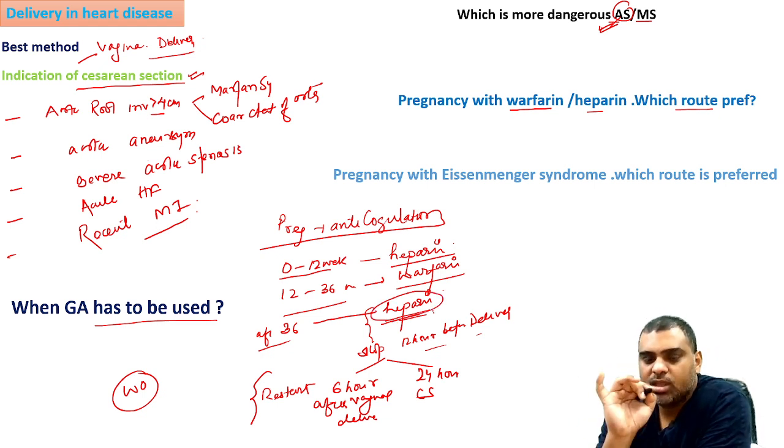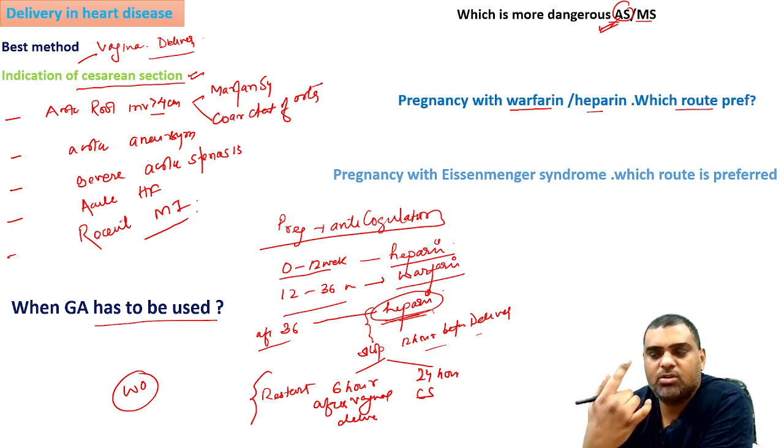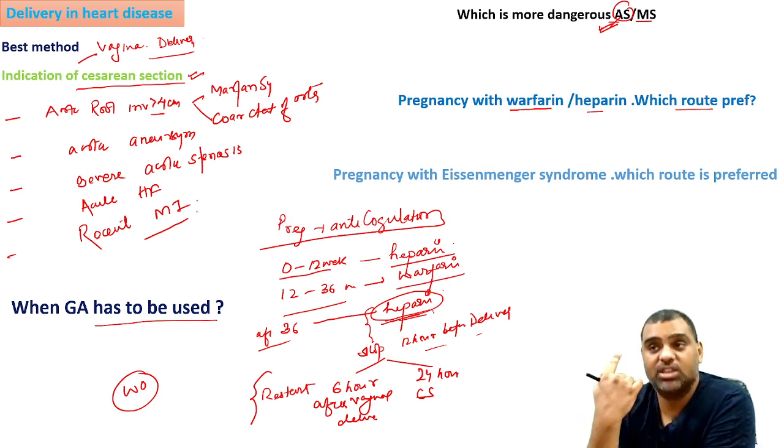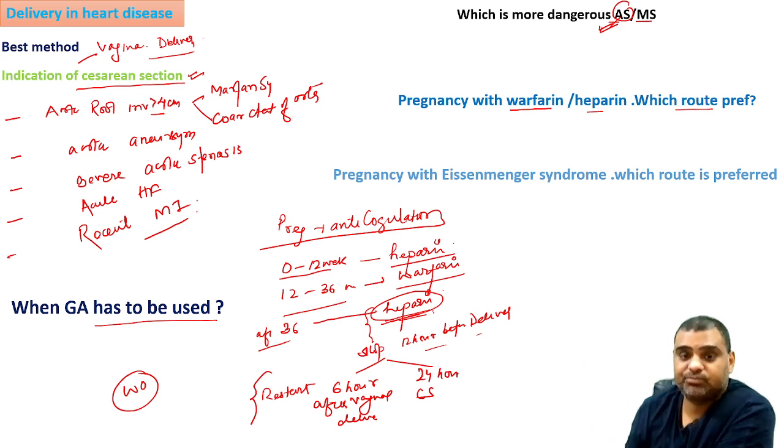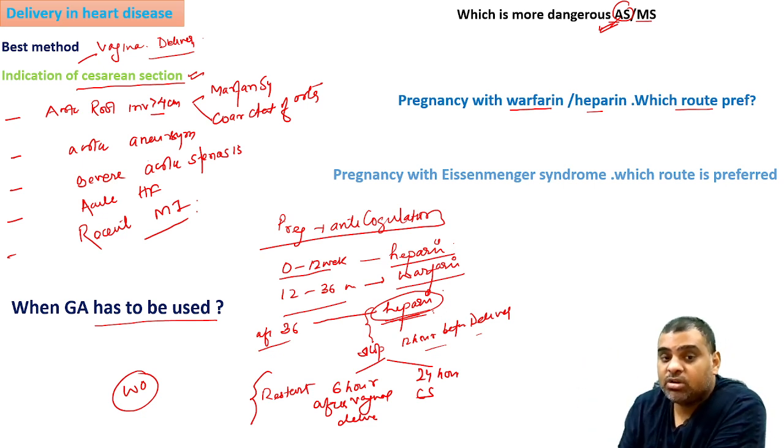Now, why after 36 weeks do we again come to heparin and not warfarin? Because please remember, the preferred mode is vaginal delivery. When you do vaginal delivery, warfarin can cross the placenta and go to the baby, and there can be cerebral hemorrhage in the baby during vaginal delivery. Therefore, after 36 weeks we again come to heparin.